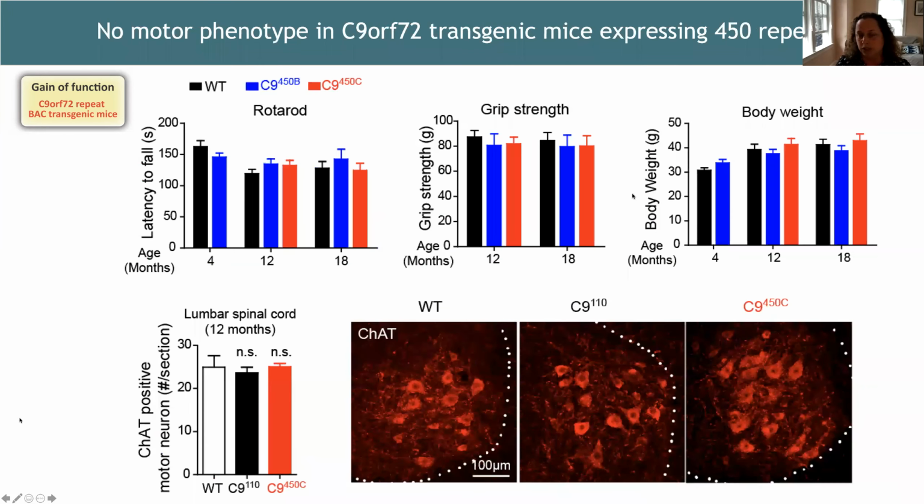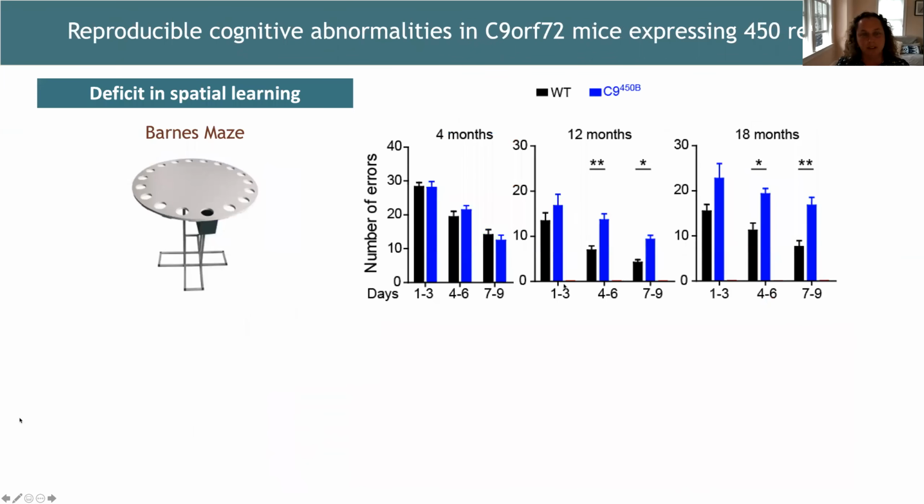However, they absolutely do not recapitulate an ALS model. We have not seen motor neuron loss. We have not seen motor deficits. The spinal motor neurons are conserved. What we have observed is a deficit in spatial learning that was using a Barnes maze. You can see over the months, the transgenic mice do perform less well than the wild-type mice.